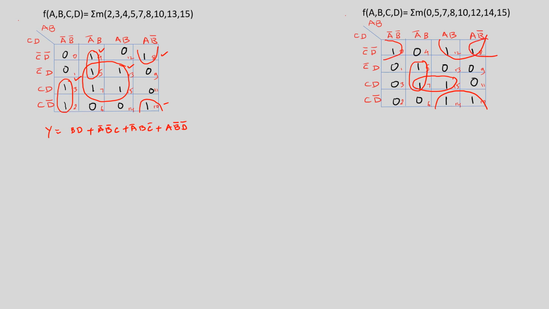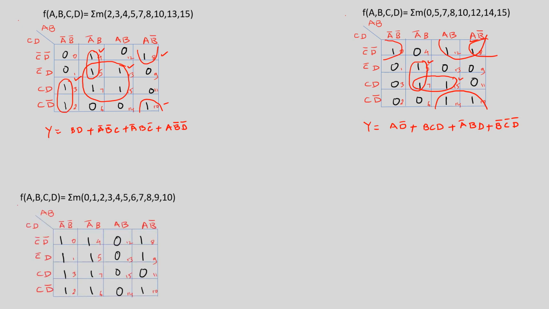Now we will write the answer. So y is equal to, first we will write the answer for quad. For quad, the answer is A D bar plus the answer for this pair is B C D. Answer for this pair is A bar B D, and answer for this pair after rolling is B bar C bar D bar. Now let us see the third example.